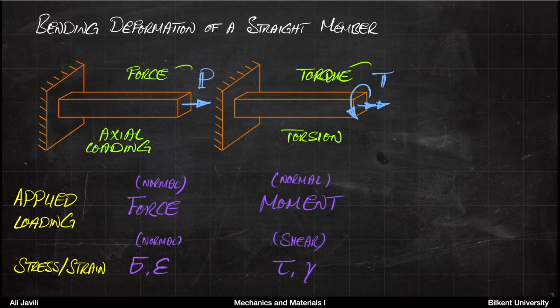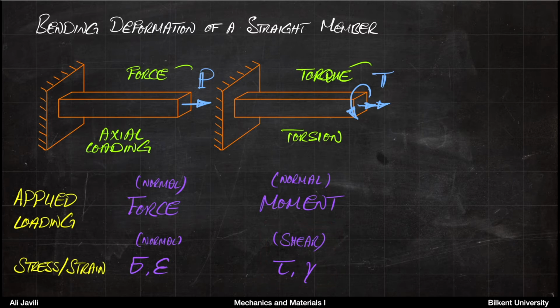After that, we talked about torsion. For torsion, we apply a torque as opposed to a force. So you have a torque, and torque is basically a moment, but it's also a normal moment, normal in the sense that its direction is as shown in the picture, so it will cause a twist of the member. Now for this problem, stress and strain were not normal anymore, they were shear stress and shear strain.